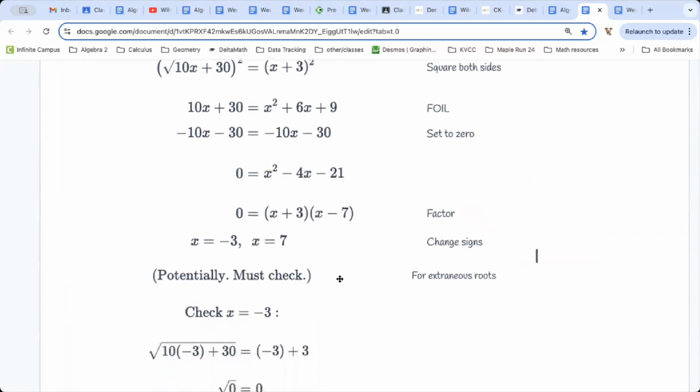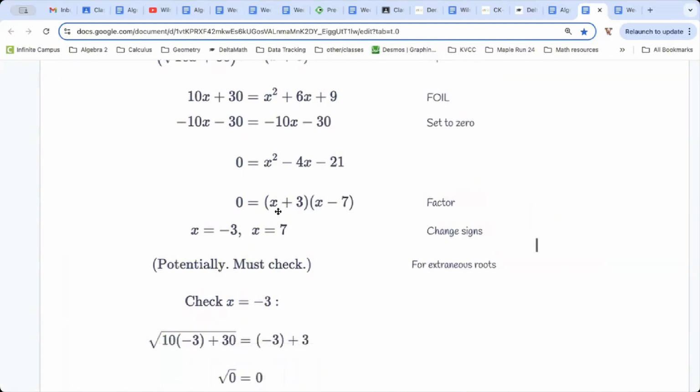Once you have that, you separate and use the principle of zero product: x plus 3 equal to 0 would work, or x minus 7 equal to 0 would also make this equation work. So x equal to negative 3 or x equal to 7 would reduce the right-hand side to a 0 product.